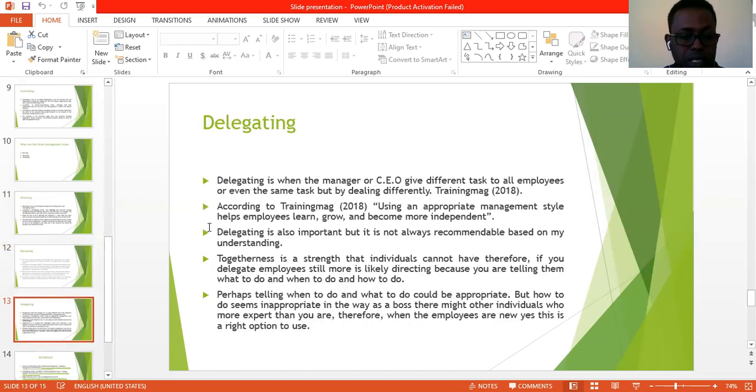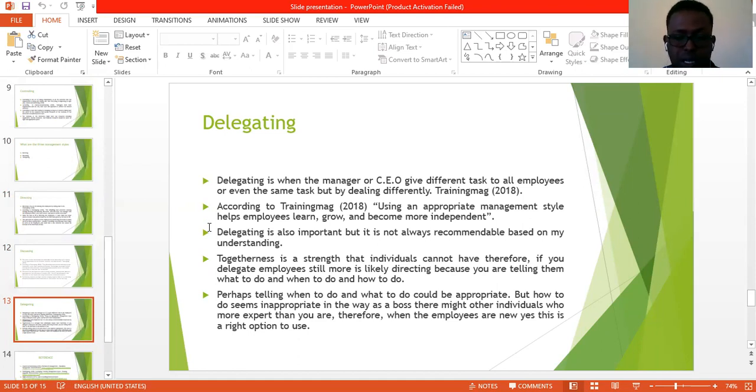Now let us see how the delegating style is used. Delegating is when the manager or the CEO gives different tasks to all employees, or even the same task to be handled differently. This is according to Training Mag 2018. According to the Training Mag 2018, using an appropriate management style helps employees learn, grow, and become independent. Delegating is important, but based on my understanding it's not always recommendable.